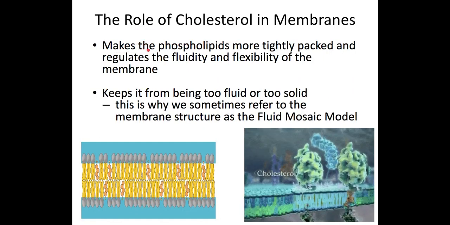So cholesterol makes the phospholipids more tightly packed and regulates fluidity and flexibility of the actual membrane. And it keeps the membrane from being too fluid or too solid. And this is why the membrane structure is sometimes referred to as the fluid mosaic model, due to the properties of cholesterol in the actual membrane.